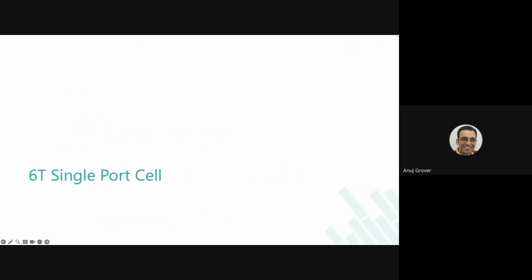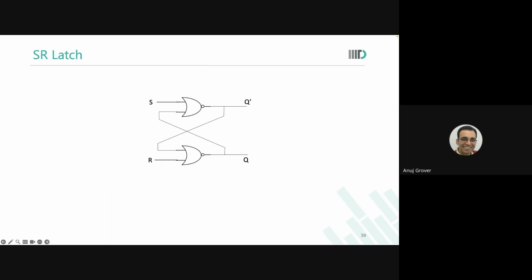So then we come to the single port, 6T single port cell. This is the most commonly used cell you will have. When we talk about a single port memory, people will assume it to be a 6T cell. That is how common this one is. But if you go back, in the penultimate lecture of DVD we talked about how the 6T cell converts into that. So this is the smallest storage element, SR latch. You remember this? This is the smallest storage element, the SR latch.